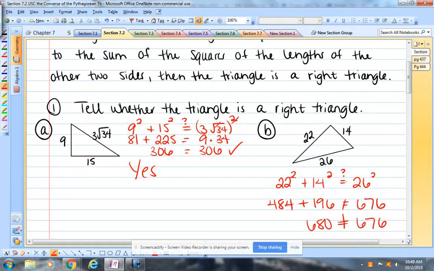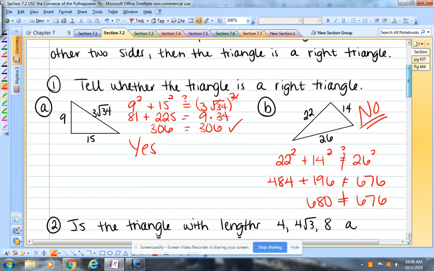No, it does not. So I'm going to mark out them equal signs all the way through because it is not equal. So this one does not make a right triangle. No, it's not a right triangle. It's just a regular triangle, not a right triangle. So any questions about that? Are y'all okay with how we test a triangle to see if it's a right triangle or not? Okay.